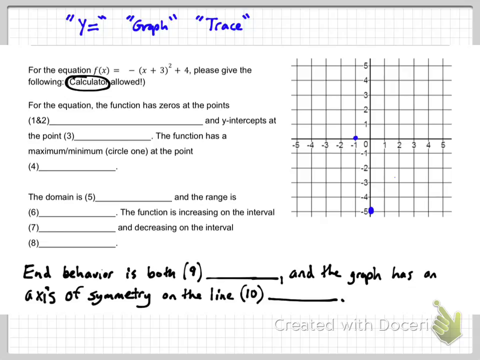Type in -1, you'll get 0. Type in 2 and hit enter, or -2, and you'll get 3. Type in -3, you'll get 4. Type in -4, you'll get 3. And type in -5, you'll get 0. I did all of that through my calculator.